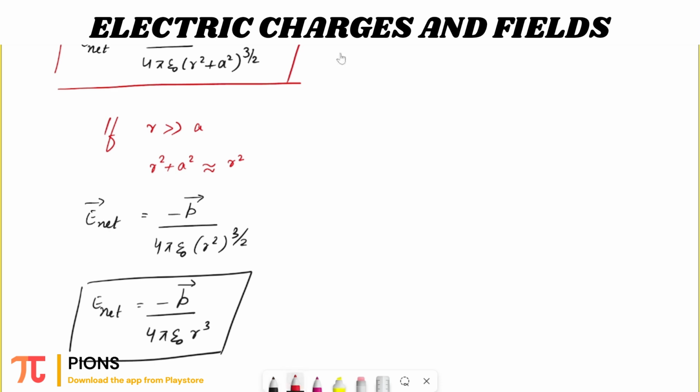So two most important things you have to understand here: for a dipole on the equatorial plane, it's minus P by 4 pi epsilon naught r cube, and electric field due to the same dipole on the axial plane will be 2P by 4 pi epsilon naught r cube, that we have discussed in the previous lecture. So negative sign, and secondly here it is twice. So we can say that E axial, ignoring the negative sign, that's just a direction, so I am just taking the magnitude, E axial upon E equatorial will be equal to 2.